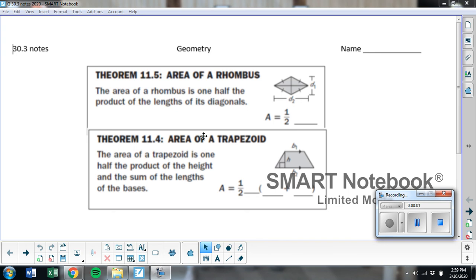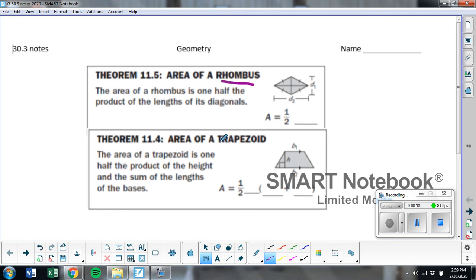Alright guys, so this is a video for 30.3 notes. You can follow along. Also pause it at any time if I'm going too fast and you're still figuring, or if you want to try the problem first without me going over it. So today we're doing area of a rhombus and area of a trapezoid.